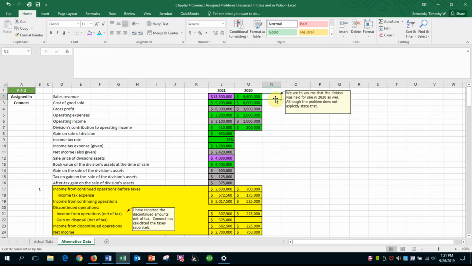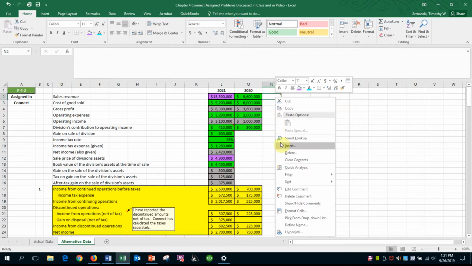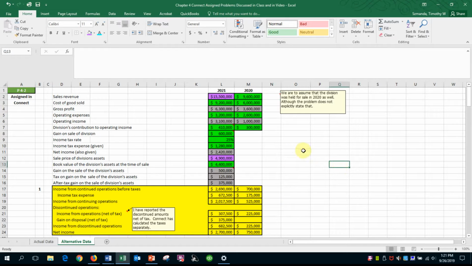One thing I want to mention is that we have to assume, in this case, that the division was held for sale in 2020 as well. That's important because it informs us as to how to handle the income from discontinued operations for 2020. So that's really an important notation for us. I'm just going to keep that up.